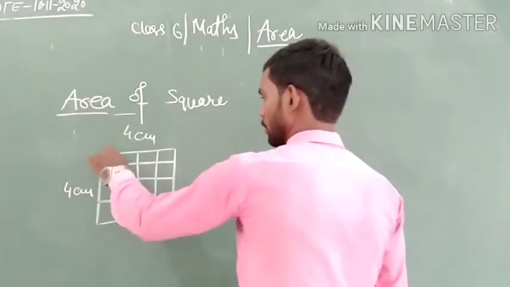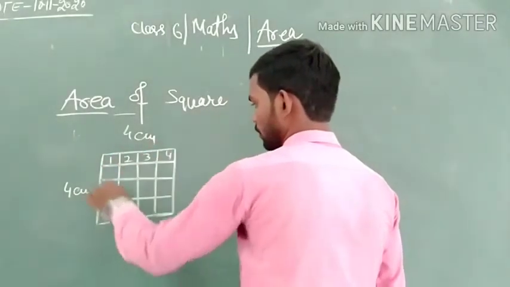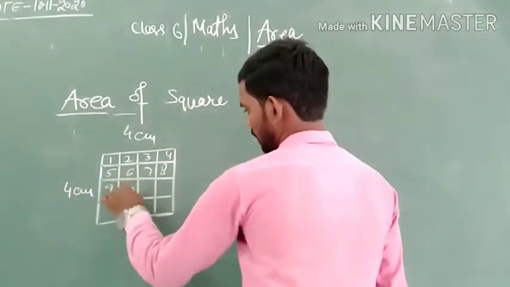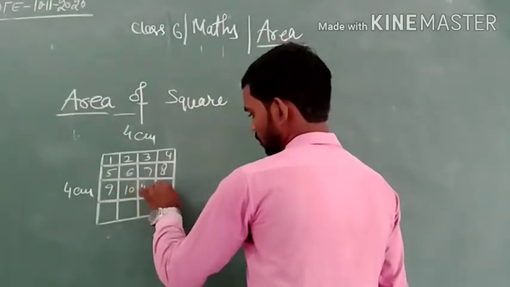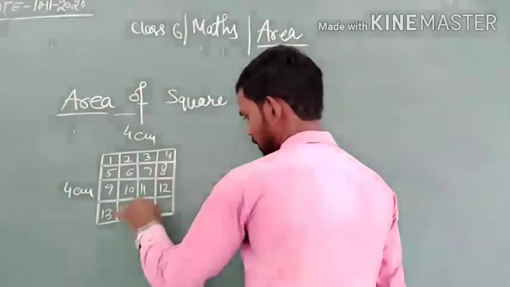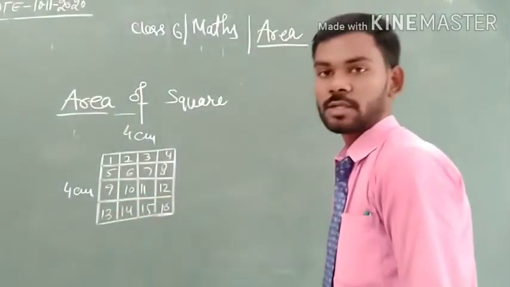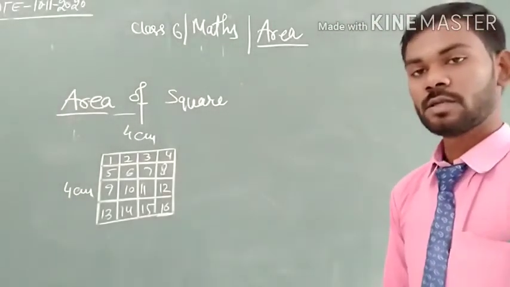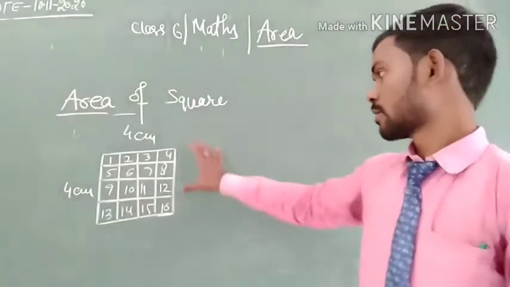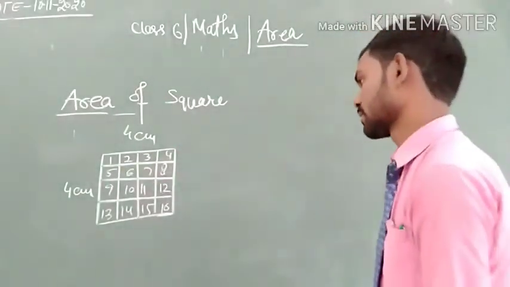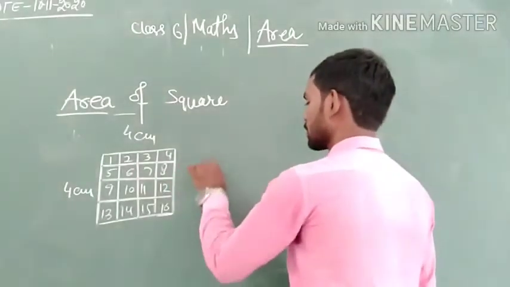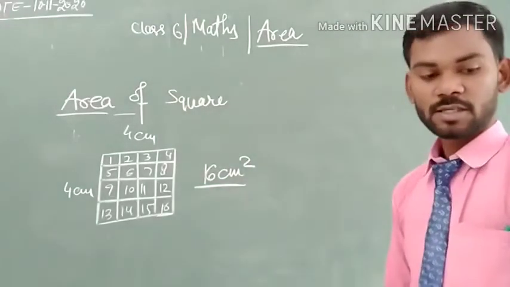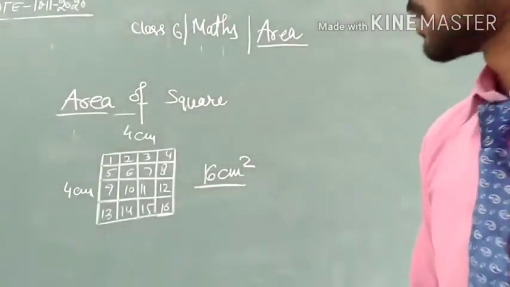And now count the number of squares that are inside the square. They are 1, 2, 3, 4, 5, 6, 7, 8, 9, 10, 11, 12, 13, 14, 15, 16. So there are 16 squares inside the complete square. That means the area is 16 centimeter square.